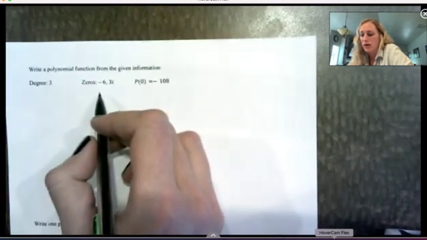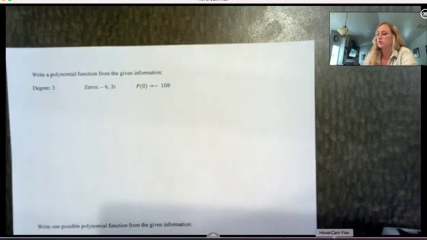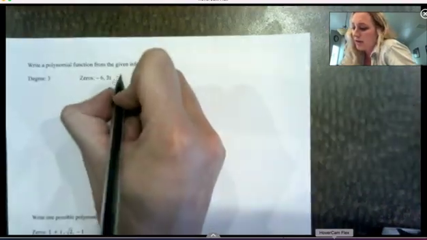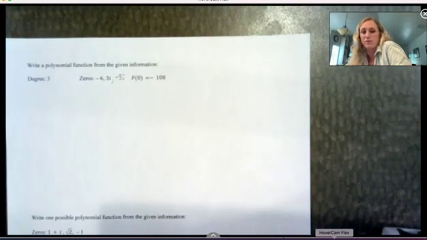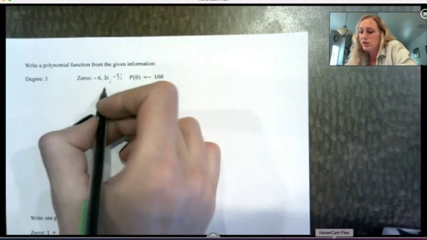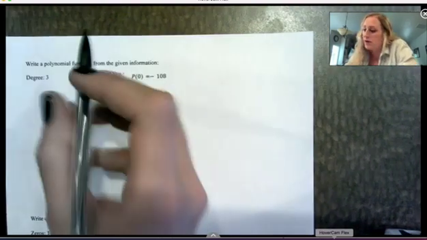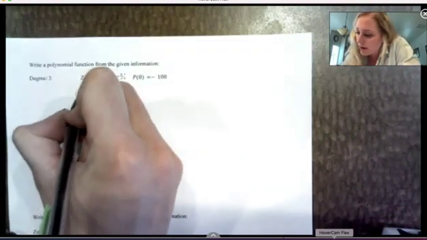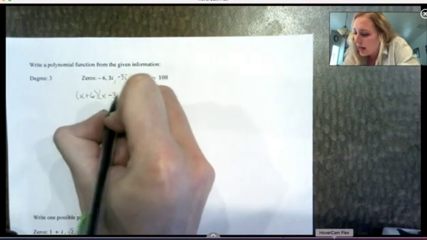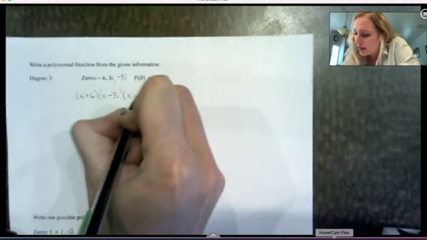So I know there should be 3 zeros. So because this one is imaginary, I know that negative 3i is also a 0, right? Anytime I have an imaginary root, its conjugate is also a root. So there's my 3 zeros. So I'm going to write it in factored form. So I have x plus 6, x minus 3i, and x plus 3i.